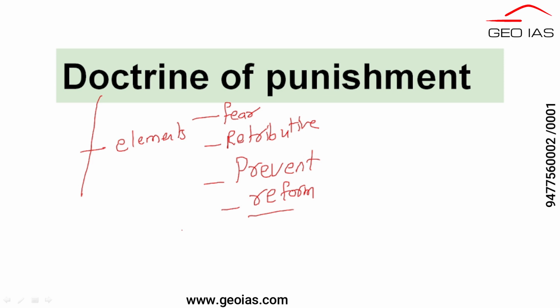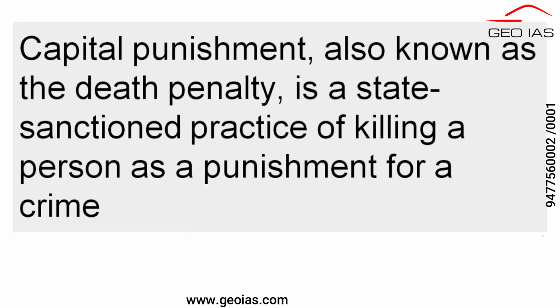So what exactly is capital punishment about, and how was it structured into Indian laws? Capital punishment, also called the death penalty, is a state-sanctioned practice of killing a person as punishment for a crime. In fact, American legal studies believe that this is the state's highest punishment for any crime. Of course, even Indian laws believe the same thing. Capital punishment is the highest punishment in India also.